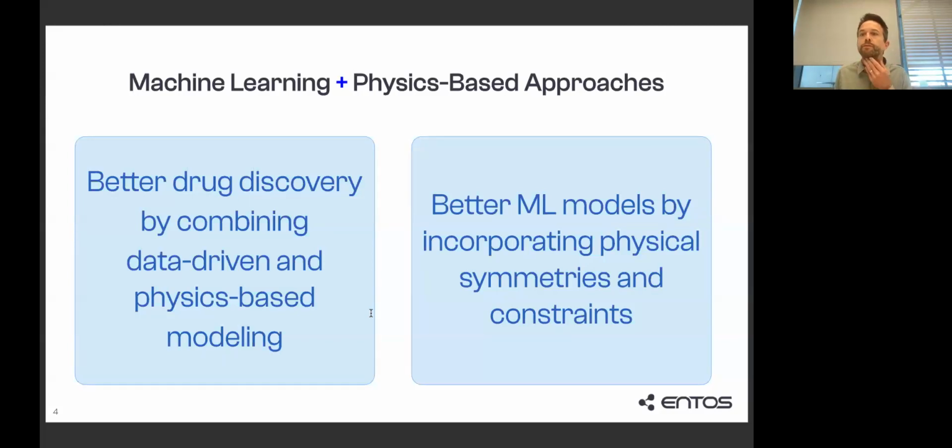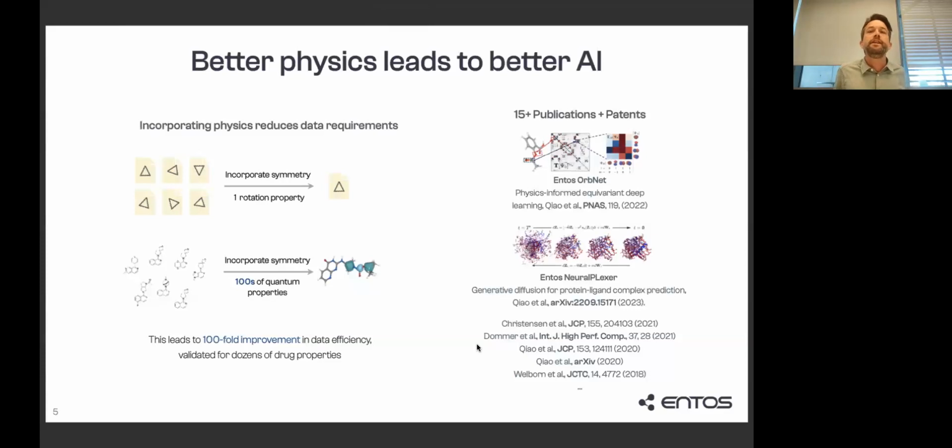We think about that in terms of the fact that machine learning models themselves, the actual data-driven predictive models themselves, are made better when we incorporate physics into the way those models are constructed. That makes them intrinsically more data efficient and more powerful in their predictive capability. And that's something that we've really tried to embrace for quite a long time, both in my academic career at Caltech and also at Entos as well. And one really easy way to see how physics-based modeling, better physics, leads to better AI is through this very simple illustration on the left-hand side.